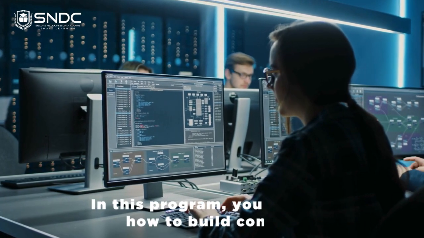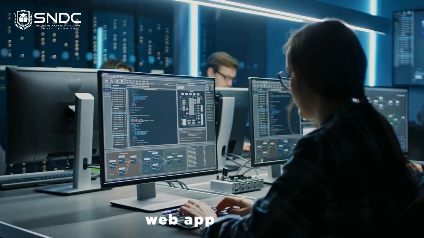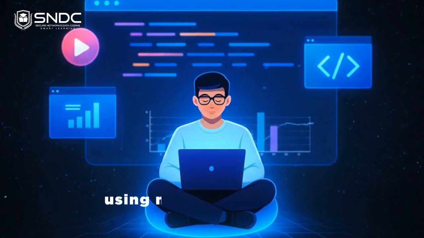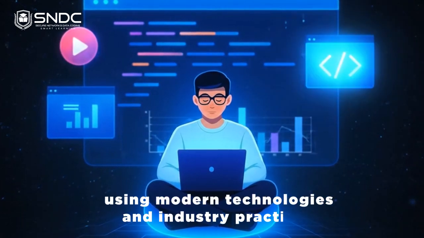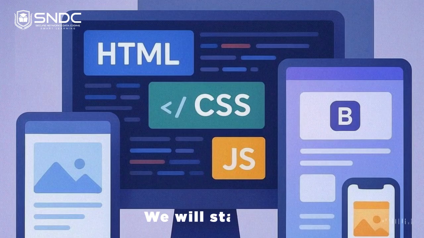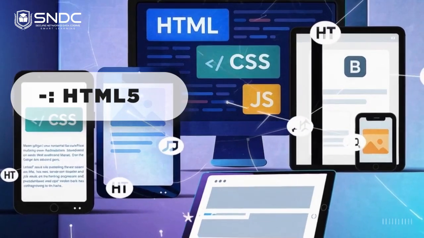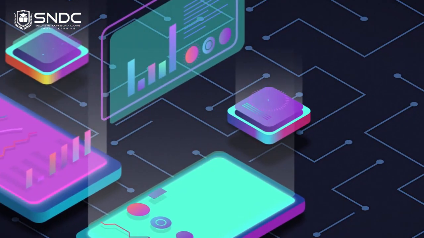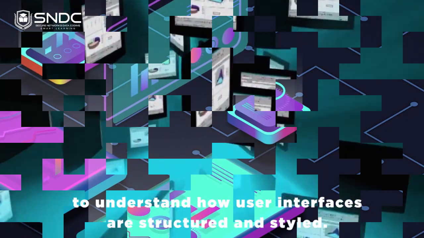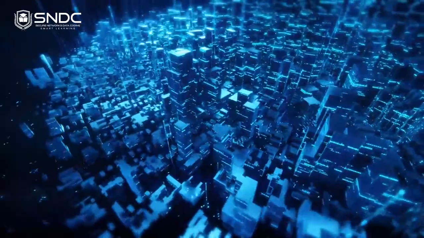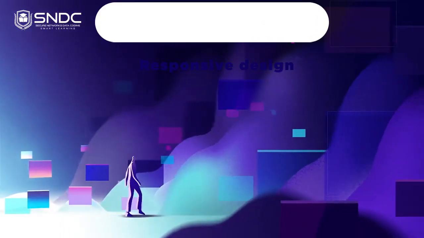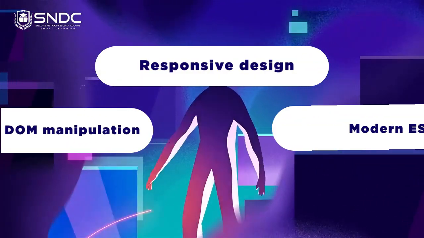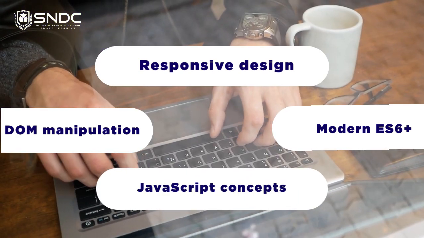In this program, you will learn how to build complete web applications from front-end to back-end using modern technologies and industry practices. We will start with HTML5, CSS3, and JavaScript to understand how user interfaces are structured and styled. You will then move into responsive design, DOM manipulation, and modern ES6 JavaScript concepts.